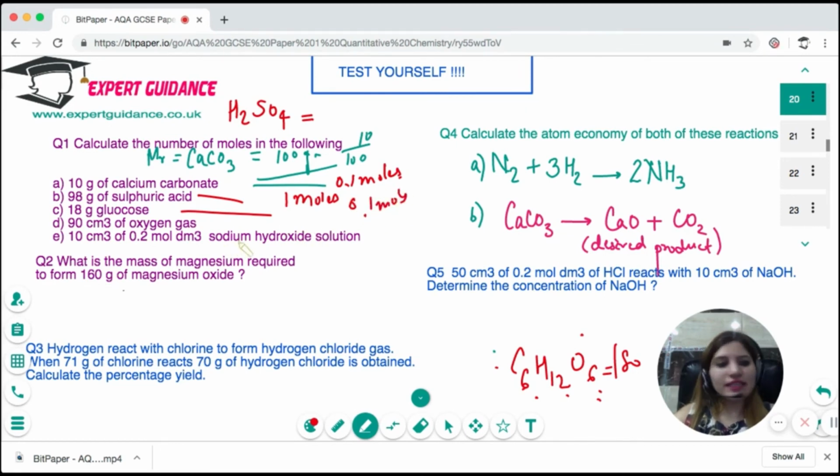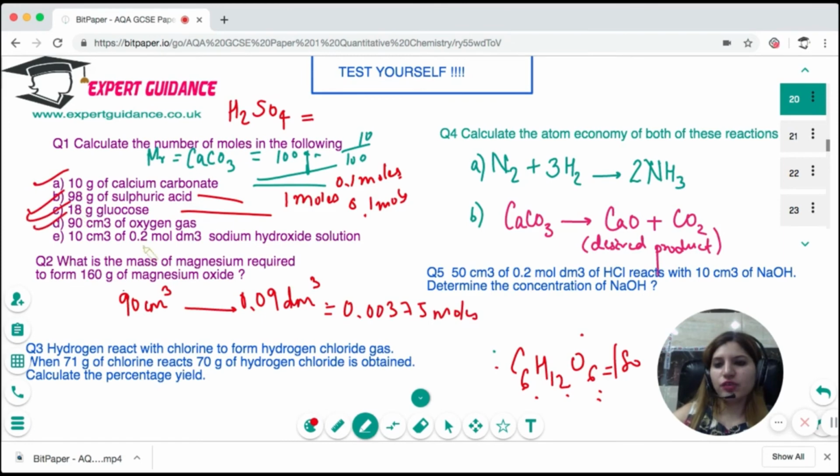Next is 90 cm cube of oxygen. First you convert 90 cm cube into dm cube. You do 90 divided by 1000, which gives 0.09 dm cube. Then for the moles, you divide 0.09 dm cube by 24, and you will get the answer as 0.00375 moles.